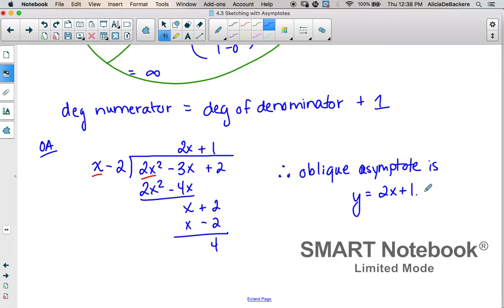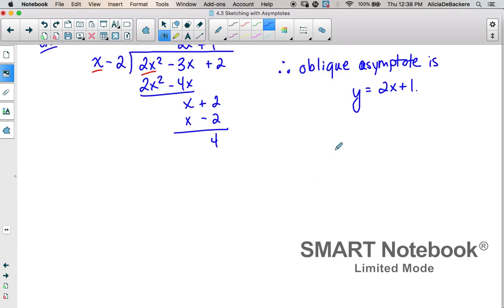All right. For those of you who haven't graphed a line in a while, just a reminder that when I have y equals mx plus b, this is my y-intercept. I'm going to start there on the graph. And then this guy here, the 2, tells me the slope. So I'm going to rise 2 and run 1.